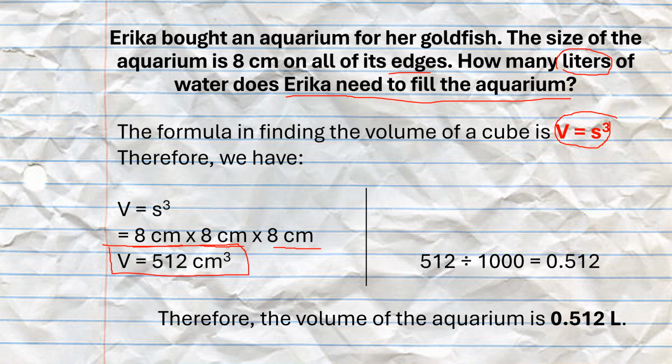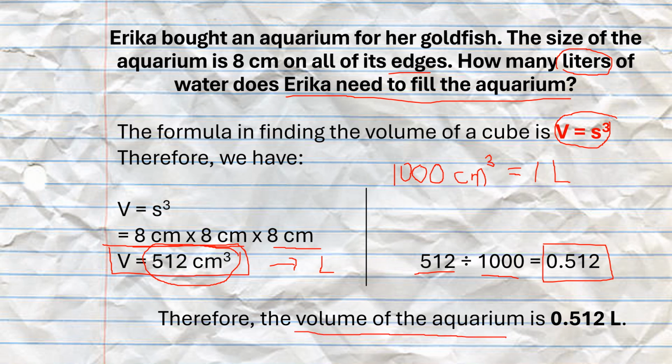Convert this volume from cubic centimeters to liters by dividing it by 1,000. Take note that for every 1,000 cubic centimeters, the equivalent value in liters is 1 liter. So we simply divide 512, which is our volume in cubic centimeters, by 1,000. We now have 0.512. Therefore, the volume of the aquarium of Erica is 0.512 liters.